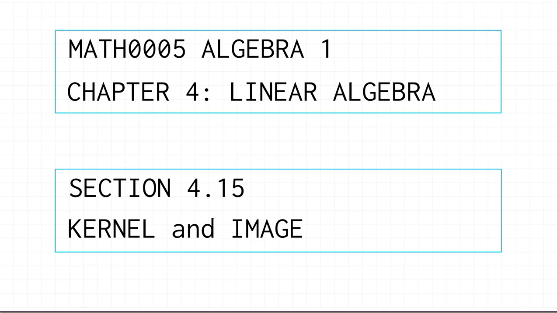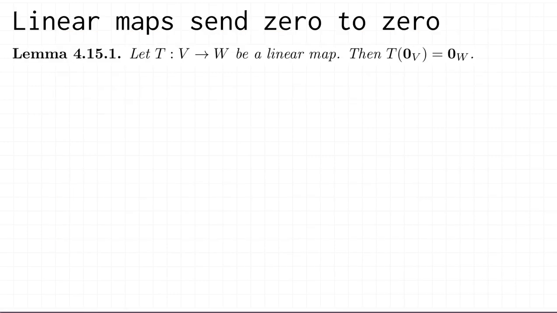Associated to every linear map are two subspaces called the kernel and the image of that linear map. We're going to define them in this video, see some examples, and prove that they really are subspaces. So let's begin with a lemma, which we'll use a couple of times, which is that if you have a linear map from a vector space V to a vector space W, then it sends the 0 vector in V to the 0 vector in W.